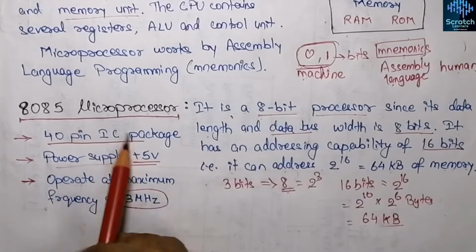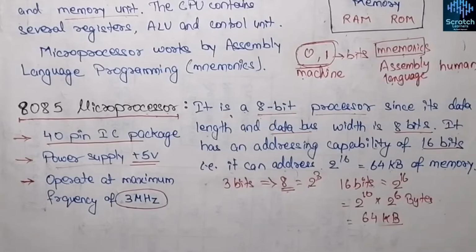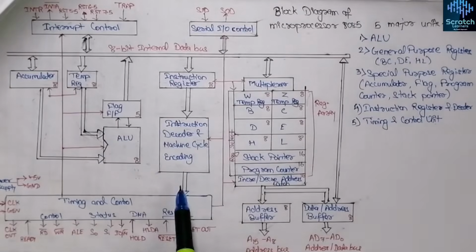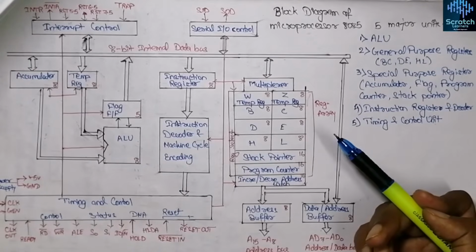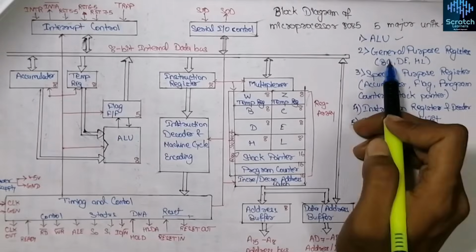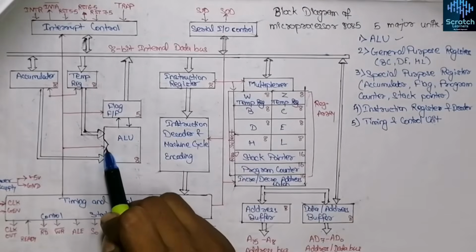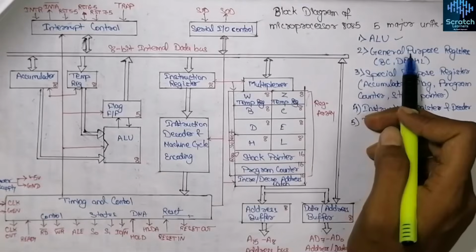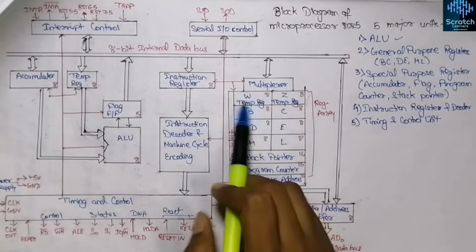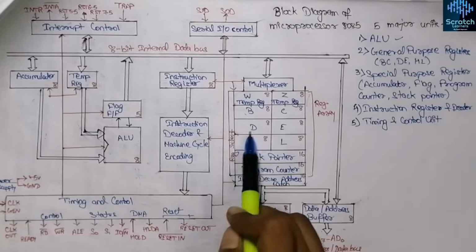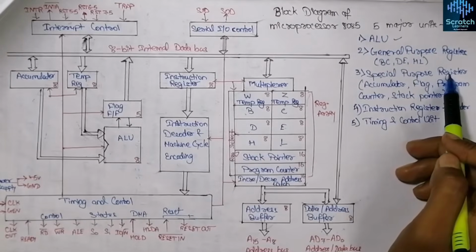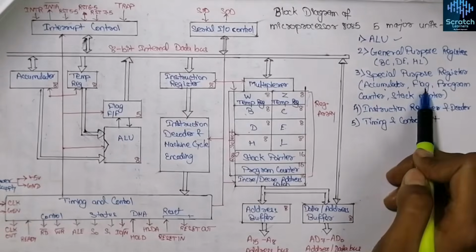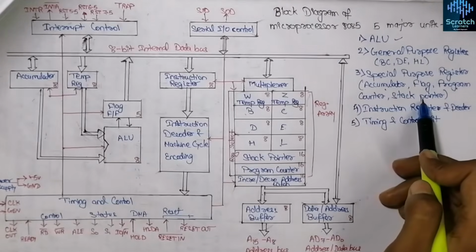Now let's see the block diagram of the 8085 microprocessor. So this is the block diagram of the 8085 microprocessor. And the 8085 microprocessor has 5 functional units. The first is the ALU, that is this part, the arithmetic logic unit. Second is general purpose registers, that means these registers B, C, D, E and H, L. Third is special purpose registers, that means accumulator, flag register, program counter and stack pointer.